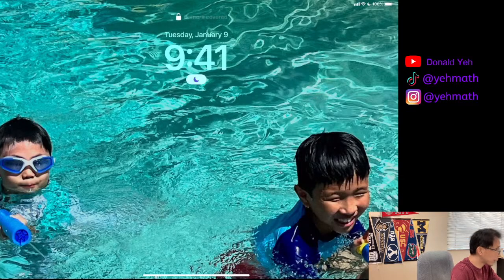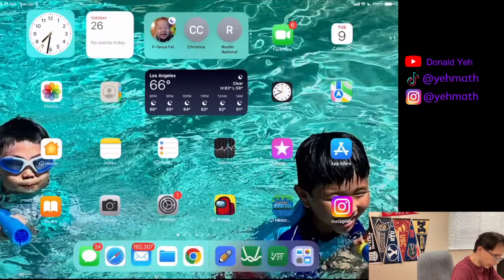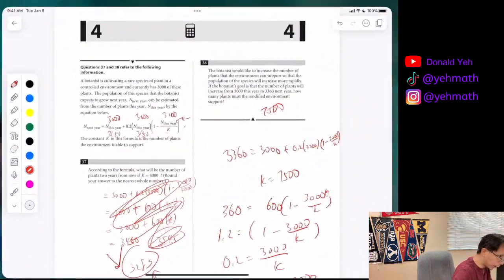So they have a set of restrictions. So we're going to talk about that.